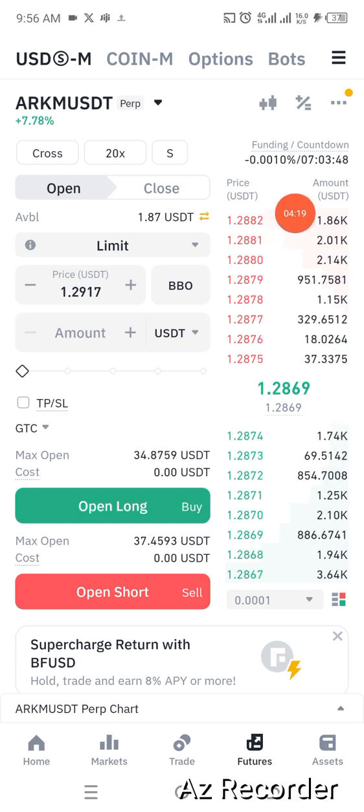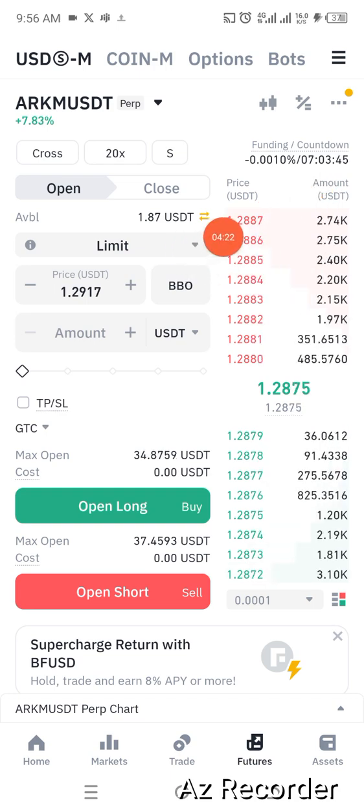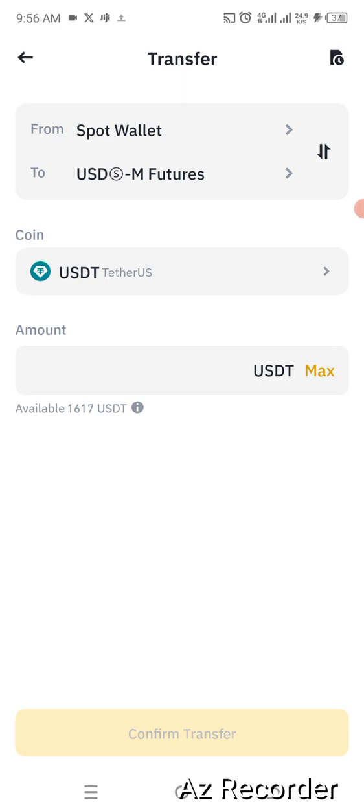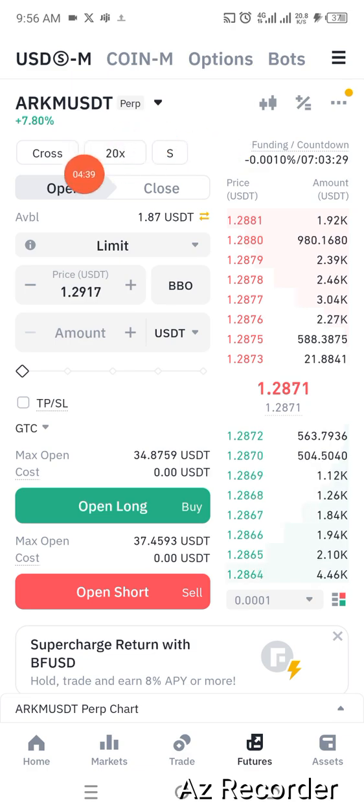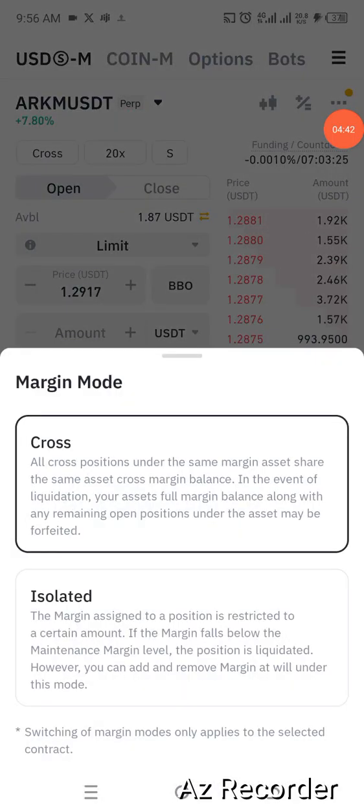Then if you also want to take profit, let's say it's going in your favor, you can just keep scalping, moving some part of your balance from futures to spot wallet. Then for cross, let's just go for isolated now. I've talked about cross. Tap on this cross region. This is isolated, yeah. Tap on isolated.